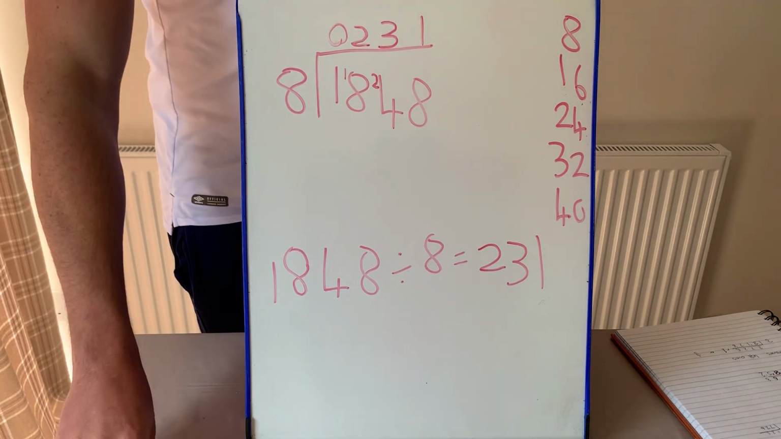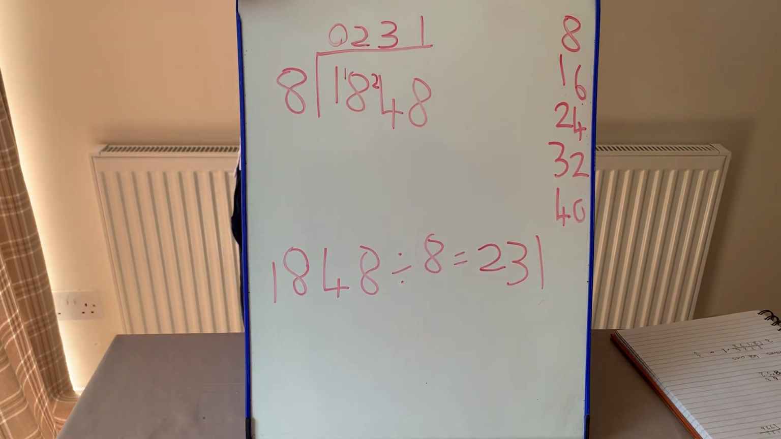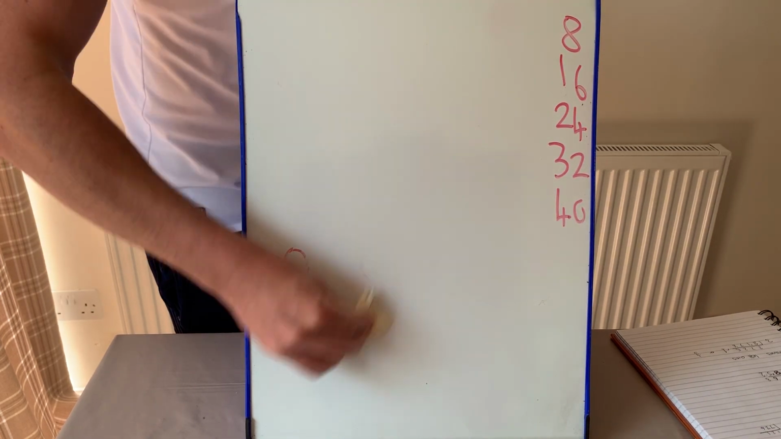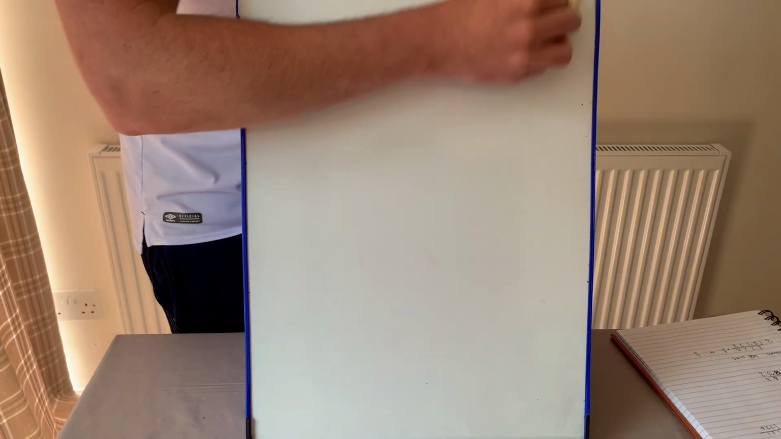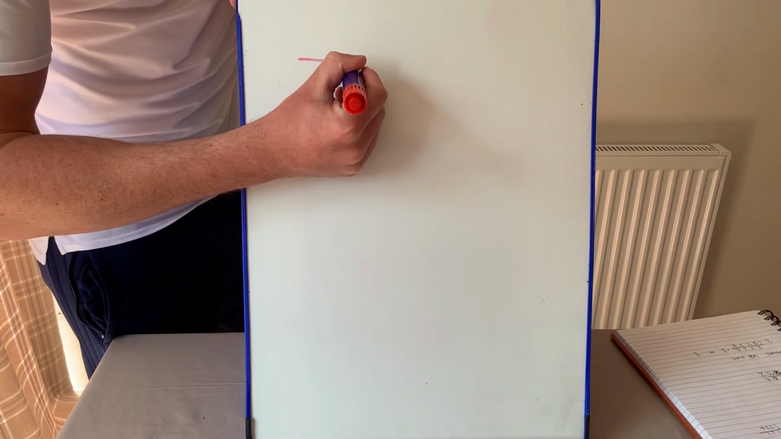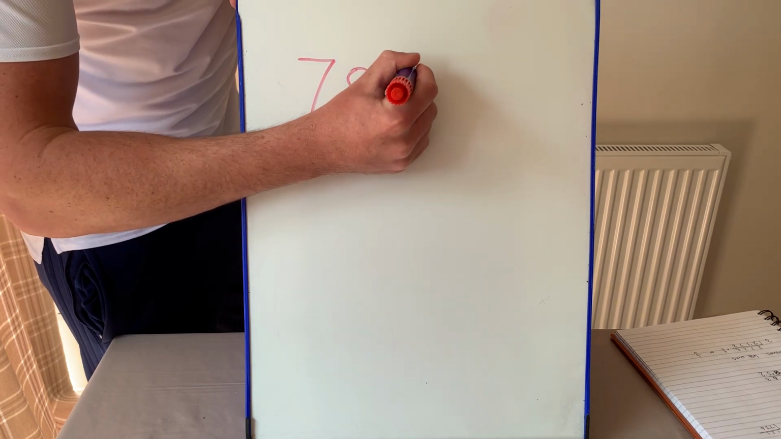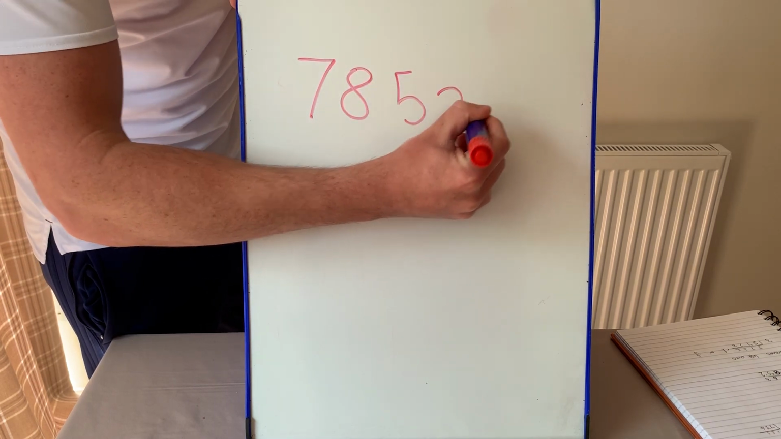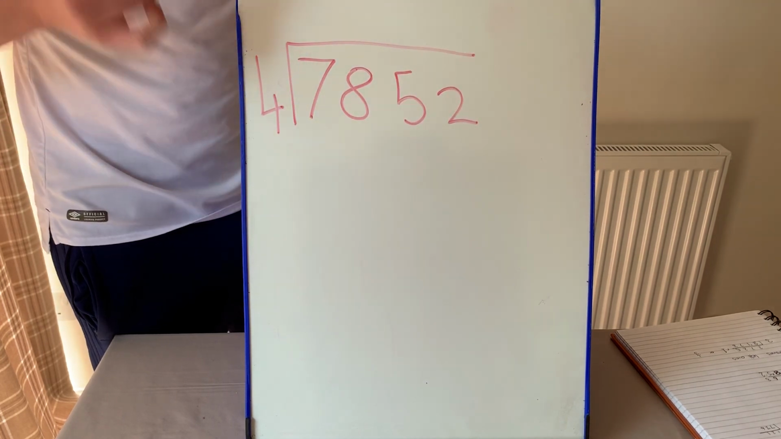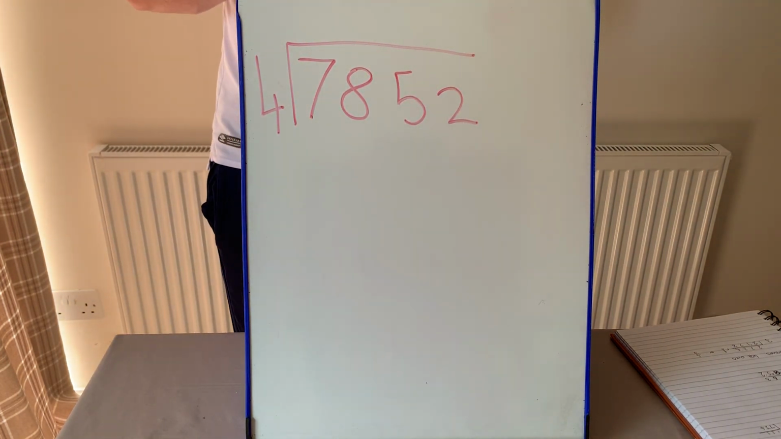Okay, I'm going to give you one more where I'm going to give you the chance to do it first. So get ready to pause the video when I've written the question out, and I'm going to let you do it completely by yourself this time, and then we'll go through the answer together. So what we are going to do is we are going to do 7,852 divided by 4. Have a go. Pause the video if you need some time.